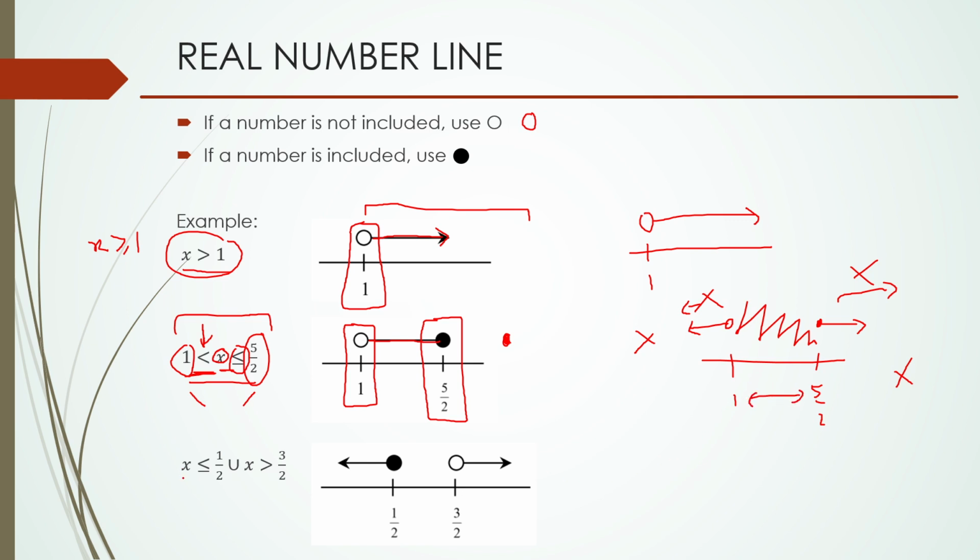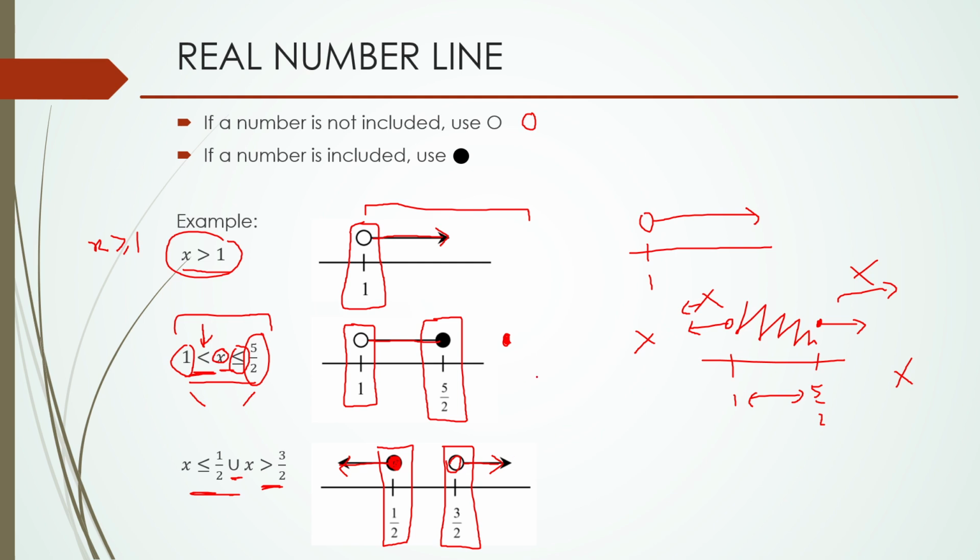And number 3, if we have our union like this, x is less than or equal to 1 over 2, so we include 1 over 2 and we use a black dot. And x is more than 3 over 2, so we use a white dot like this. Since x is less than or equal to 1 over 2, we need to draw an arrow to the left, like this. And x is more than 3 over 2, so for this one we draw an arrow to the right.